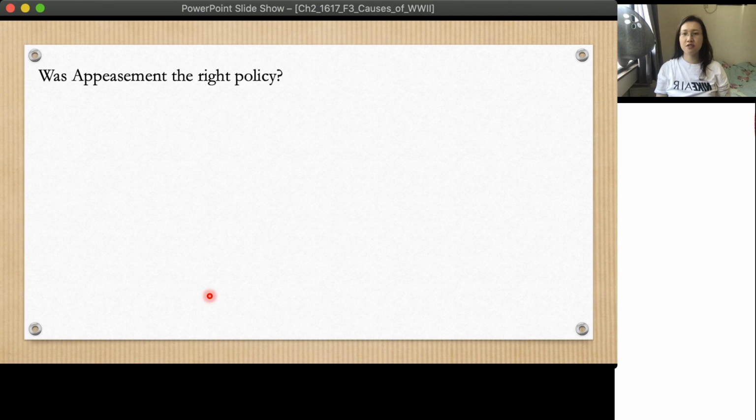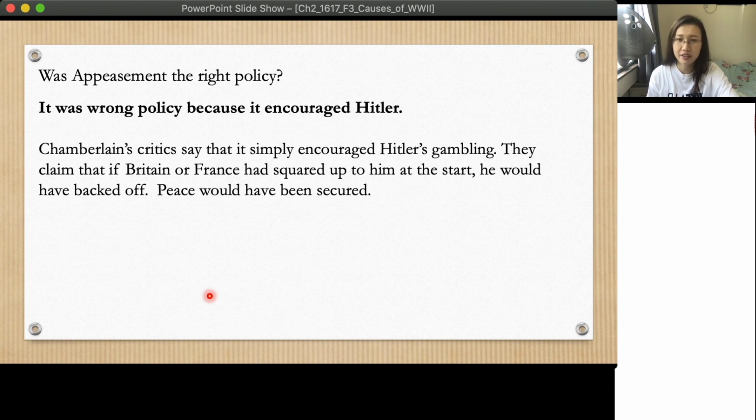So I have a question for you now. Was the appeasement policy the right policy or the wrong policy? Maybe most of you will think that it was absolutely not right. It was wrong because it encouraged Hitler. We already see the results from it, right? It simply encouraged Hitler's gambling. They claimed that if Britain or France had squared up to him at the start, he would have backed off, so peace would have been secured.